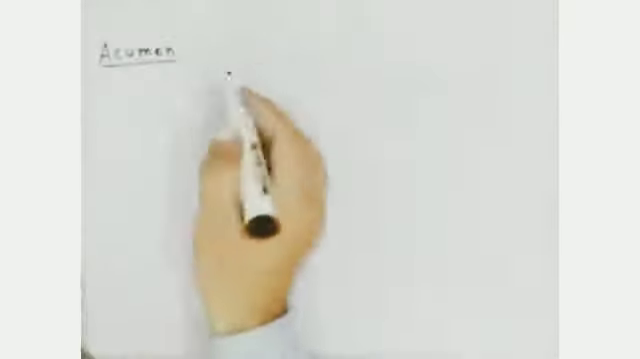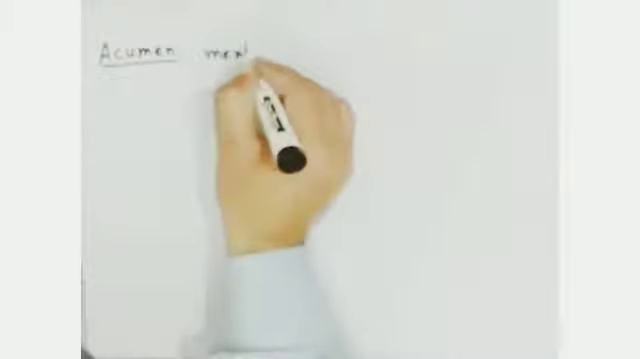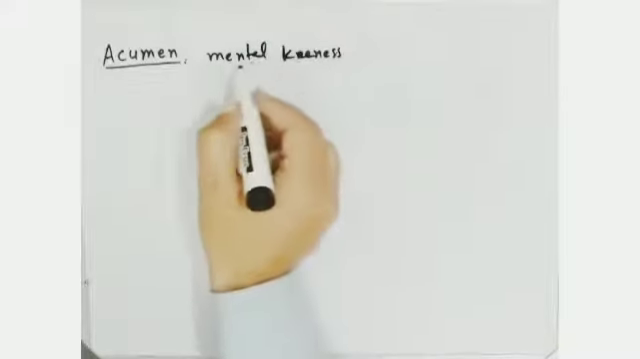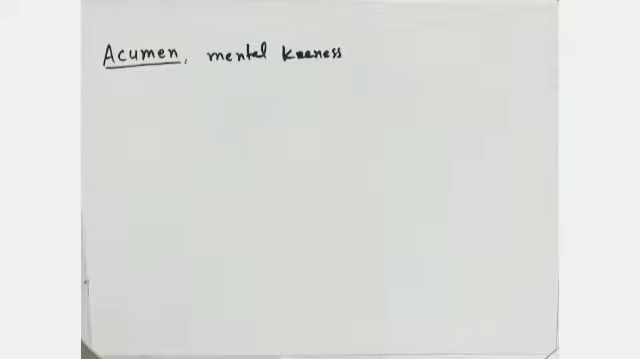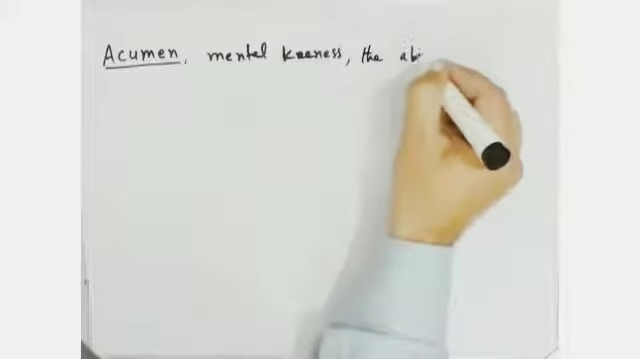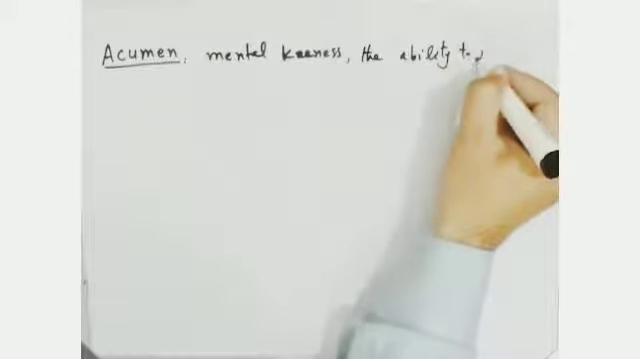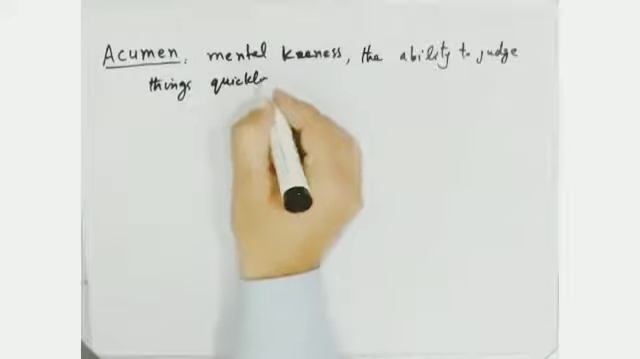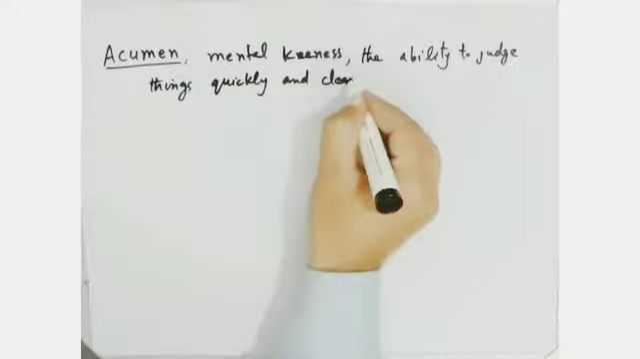A-C-U-M-E-N. Acumen means mental keenness. Jiska zehen bahut tez aur sharp ho, usko kehte hain. The ability to judge things quickly and clearly. Acumen, sharp.